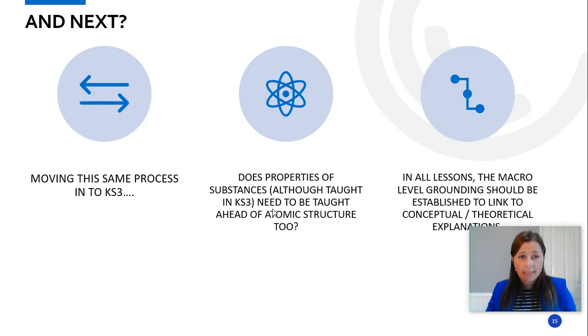So where to next? I would like to consider moving the same approach down to Key Stage 3. I think we teach properties at Key Stage 3 very well, but I also think that we need to be thinking, ahead of every topic, about the macro level, that real life understanding, in more detail than we do. And also, the most important, in all lessons, I think we should take the opportunity to establish that micro level grounding before we start to link to conceptual and theoretical explanations.